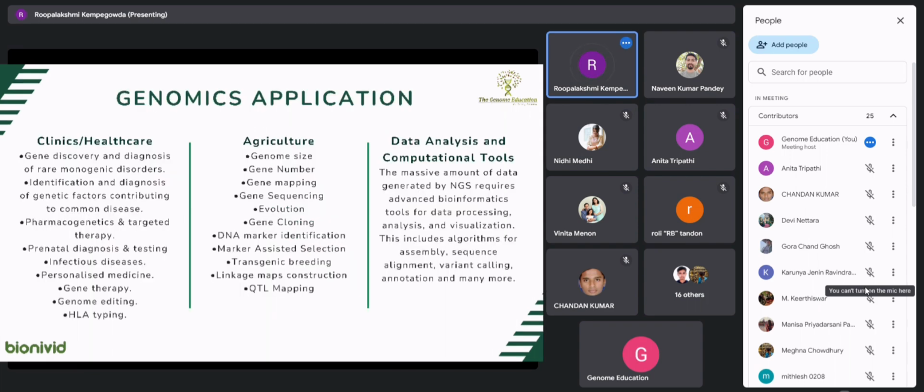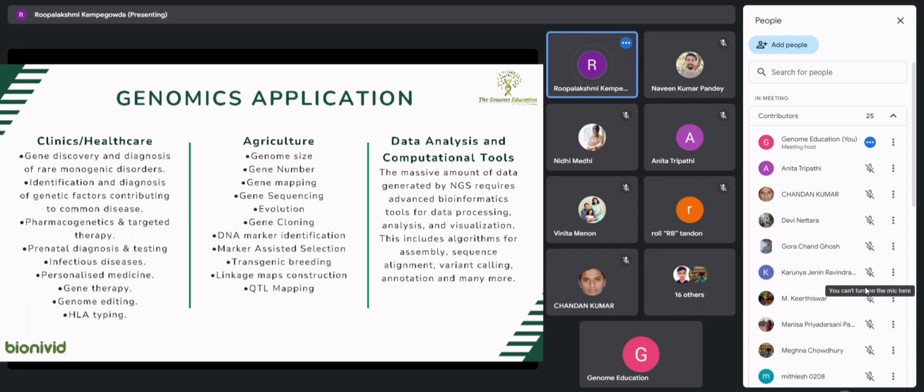Coming to whatever I explained in healthcare: gene discovery and diagnosis of rare monogenic diseases. Monogenic diseases are those diseases which are controlled by a single gene. What I mean to say is, in the training program, if I'm using a technical word like monogenic disorder, what do you mean by monogenic? It is controlled by a single gene. So not only do you learn the genomics, you also learn the genetics of the material which we teach.